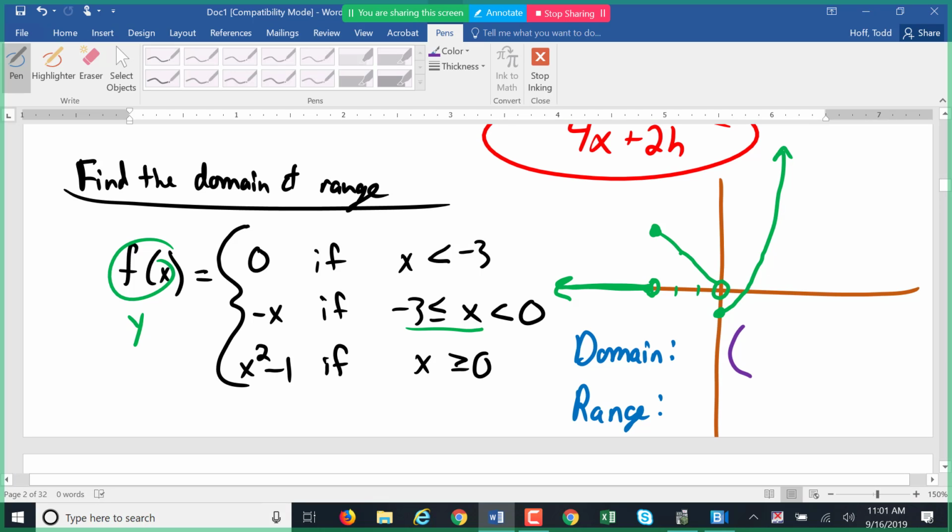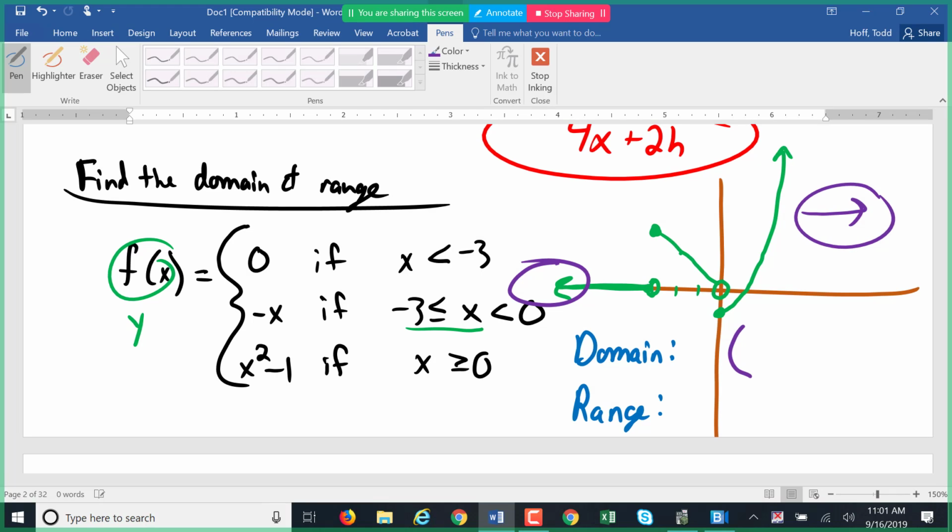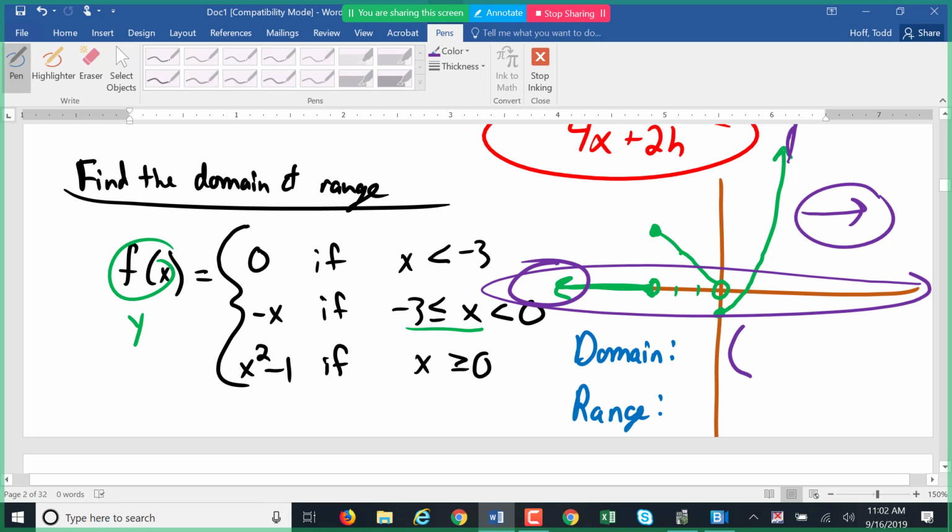So when I check my domain, two things I check. I check the infinities. Does it go off to negative infinity? In this case, does this go off to negative infinity? Yes, it does. Does it go off to positive infinity? It does. This can keep going. It's going to get steeper, but it will slowly go off to positive infinity on the x-axis.